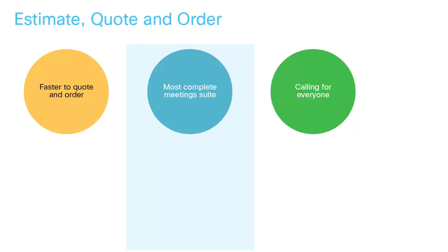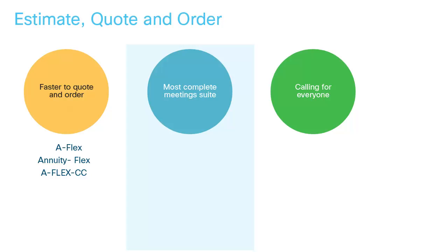So, how do you estimate, quote, and order the Cisco Collaboration Flex Plan? To order, in the majority of cases, you just need one SKU, A-Flex. A is for annuity, and Flex is for the Cisco Collaboration Flex Plan. That is all you need to remember for quoting. If you are quoting or including Contact Center in the Flex Plan, remember to use A-Flex CC and you are ready to go.